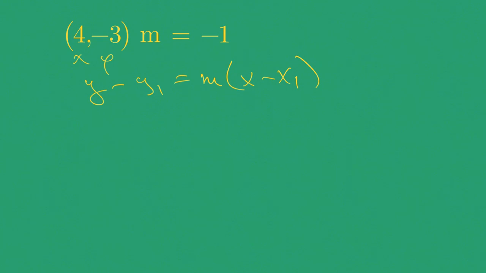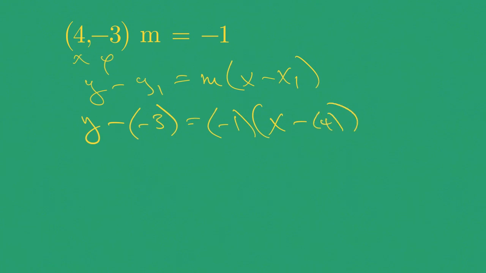All right, you guys ready? Here we go. We're going to go y minus, what's my y value? -3. Equals, what's our m value? -1 times x minus, what's our x value? 4. I am using parentheses to replace any of my variables, okay?